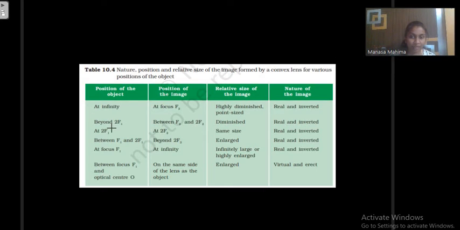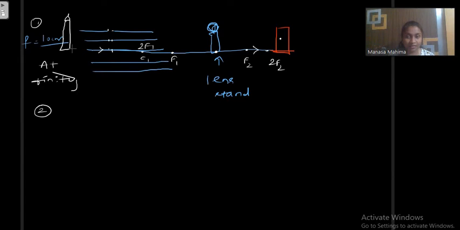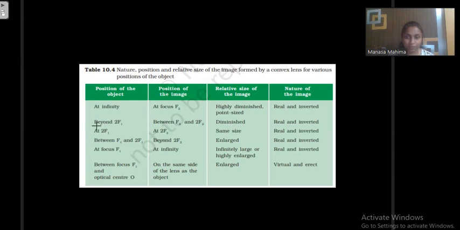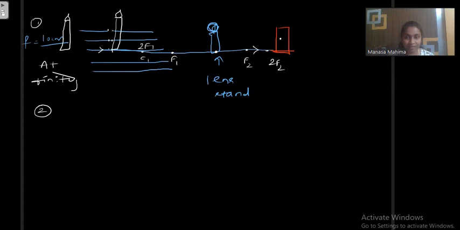And beyond 2f1, we have to take the second case. How do we consider it? We consider this candle somewhere beyond 2f1, and we note down how the image will be. Next, we have to place it at 2f1. If we place it at 2f1, we note down how the image will look. In this way, we can do this activity.